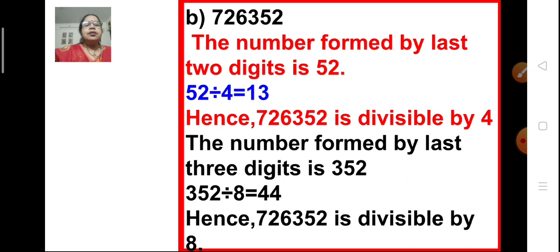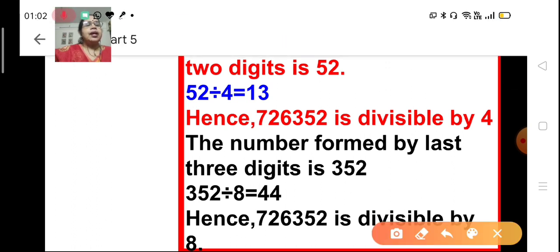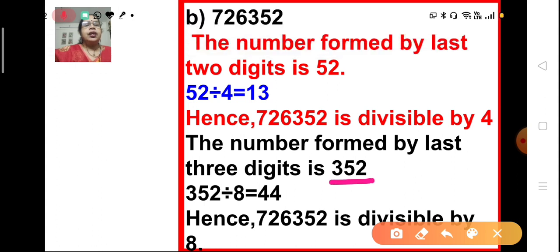Now let's check the divisibility by 8. What is the method? The number formed by the last 3 digits should be divisible by 8. Then only the number will be divisible by 8. So what is the number formed by the last 3 digits? It is 352, isn't it? And we can check whether 352 is divisible by 8 or not.